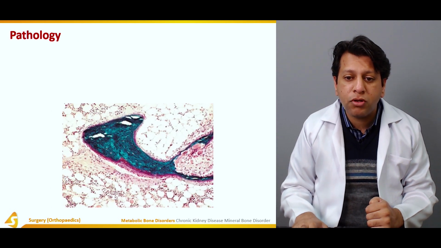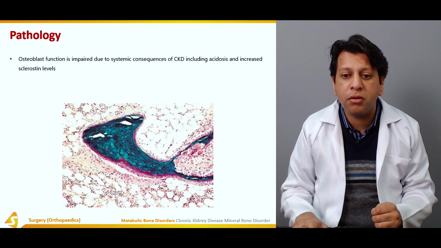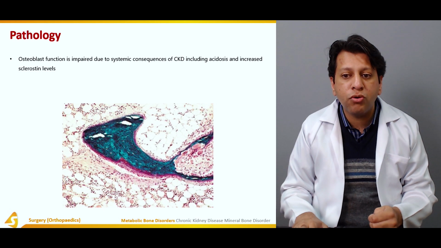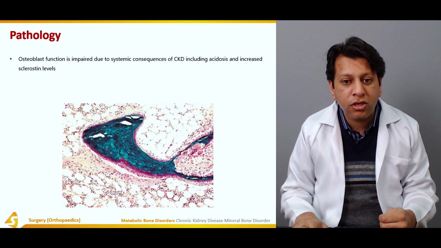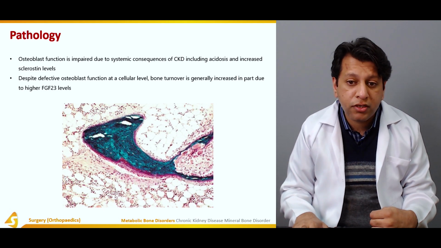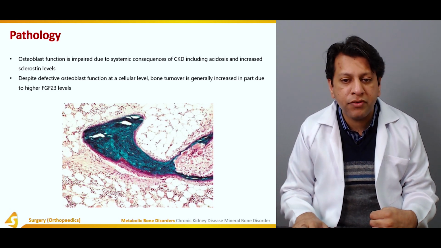If you see it histopathologically, osteoblast function is impaired due to systemic consequences of chronic kidney disease, including acidosis and increased sclerostin levels. Despite defective osteoblast function at a cellular level, bone turnover is generally increased, in part due to higher fibroblast growth factor 23 levels.